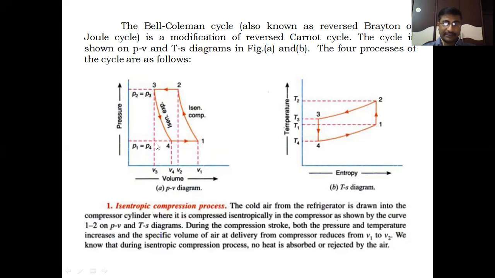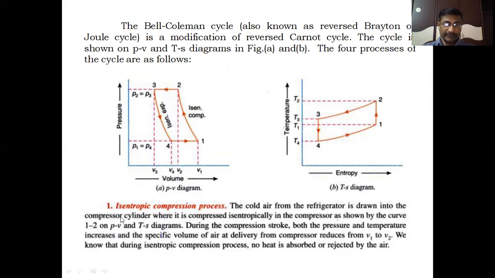It is a curved line on the T-S and a horizontal line on the P-V diagram. It is a P1 equal to P4 constant pressure process. Here is the heat absorption in the refrigerator, and 2 to 3 is the heat rejection in the cooler, the air cooler.